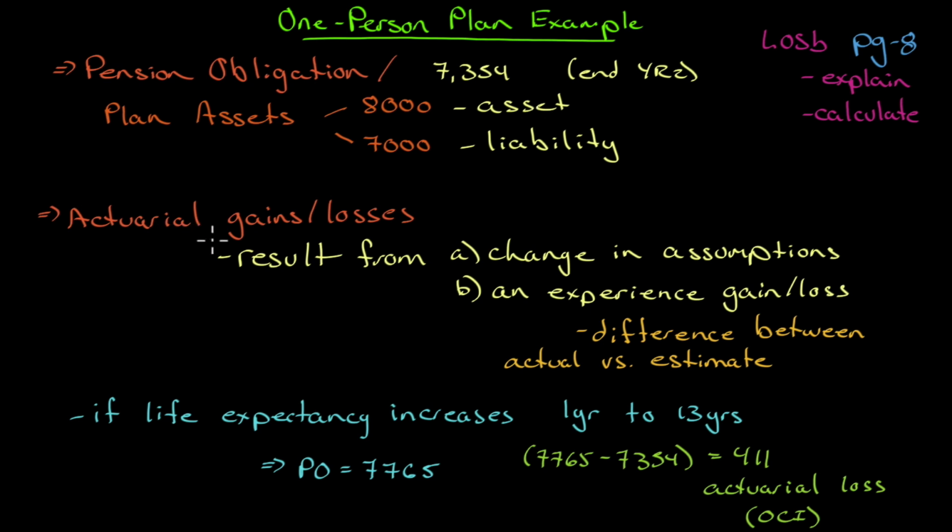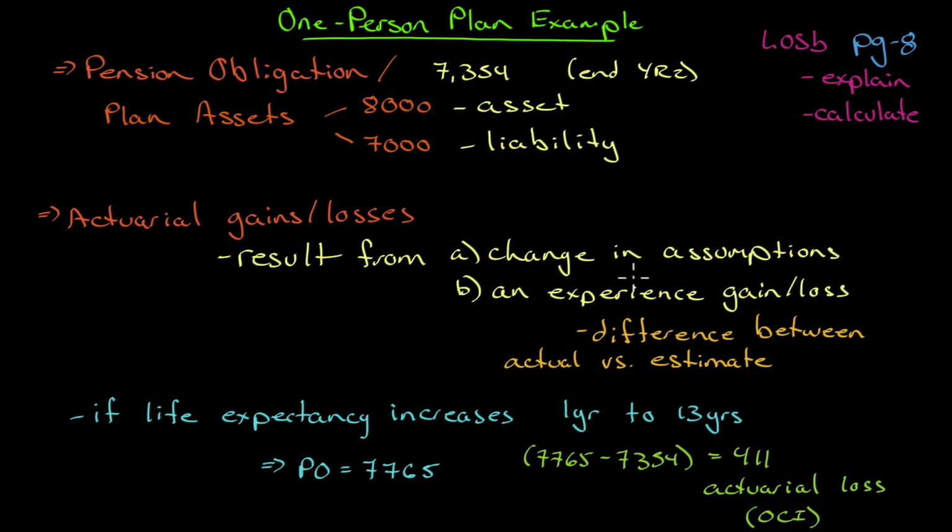It's called an actuarial gain or loss. An actuarial gain or loss. Remember, our assumptions are called actuarial assumptions. So, how do actuarial gains and losses arise? They result from, number one, a change in assumption. Perhaps over a given year, the actuary comes back and says, based on evidence, we've got to change this life expectancy from 12 years to 14 years.